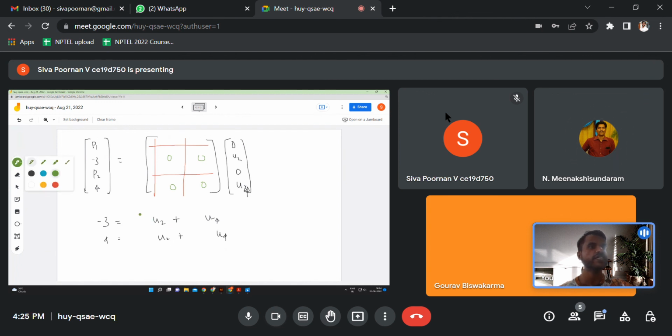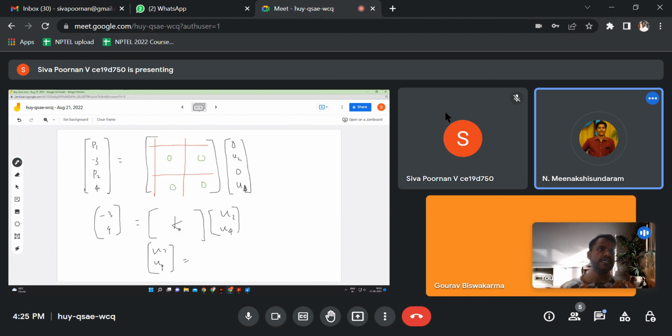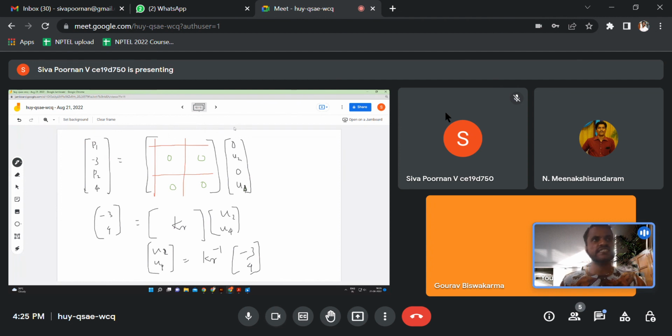That's it. So actually I don't even need to expand this. What I could just do is use the matrix. I can just write minus 3, 4 is equal to that 4 by 4 matrix, this green value, into U2 and U4. Just invert this matrix, that's it. U2, U4 is equal to, let's say this is KR, so this is KR inverse into minus 3 and 4. That's it. Yeah, that is exactly what we are doing here also.